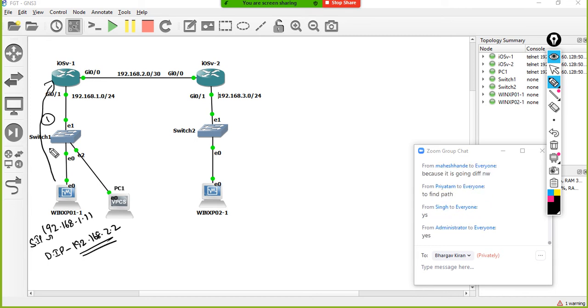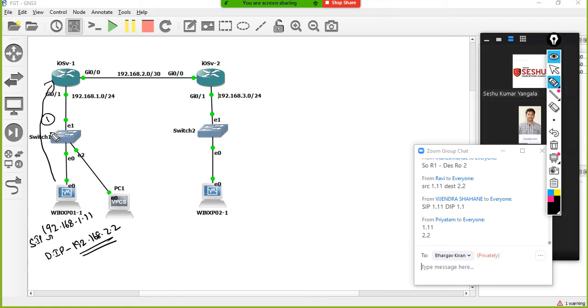Yep. Then after that, when it reaches router 1, what is the source IP and what is the destination IP? Help me out, guys. Remember, the source IP and destination IP will never change, guys. In the routing, it never changes. Whenever you do the NAT, then only it will change. Everybody is clear? Understand or not?